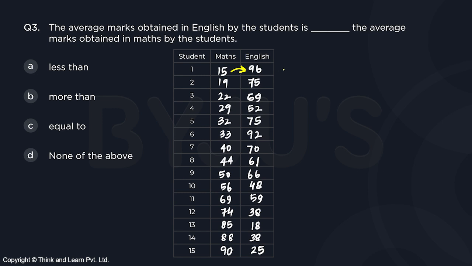So there is an increase of 84 here. There is an increase of 56. There is an increase of 47. There is an increase of 23. There is an increase of 43. There is an increase of 59. There is an increase of 30. There is an increase of 17. There is an increase of 16.